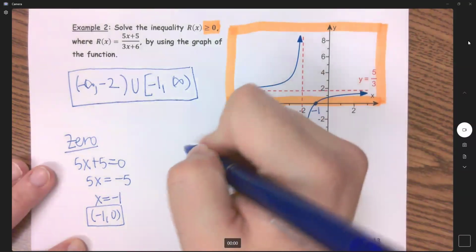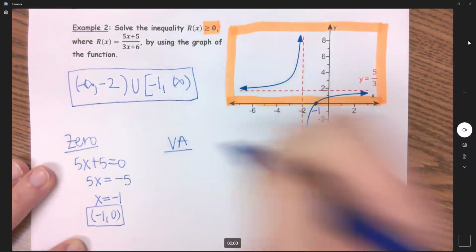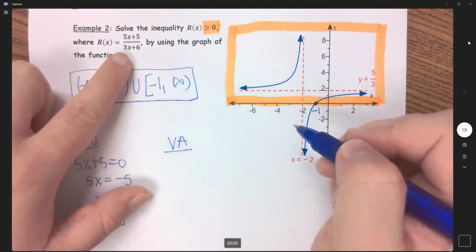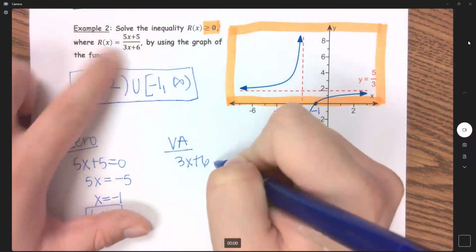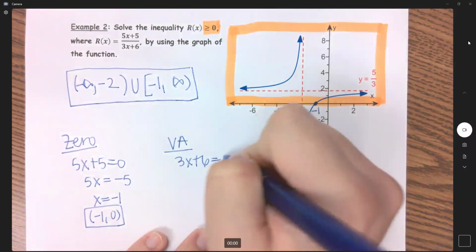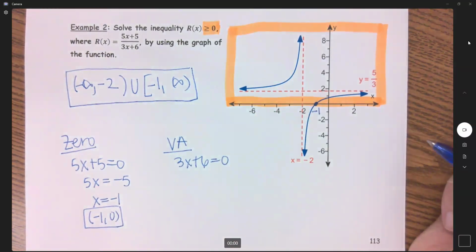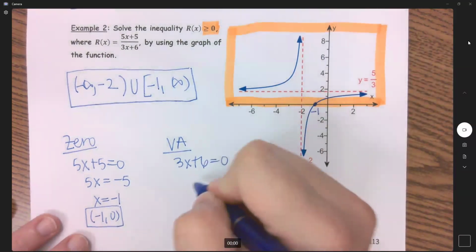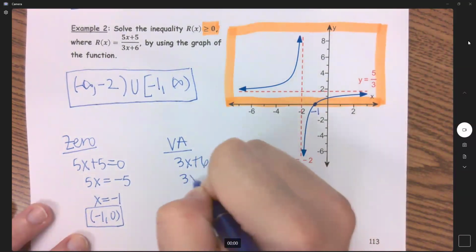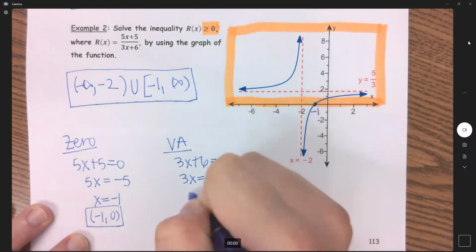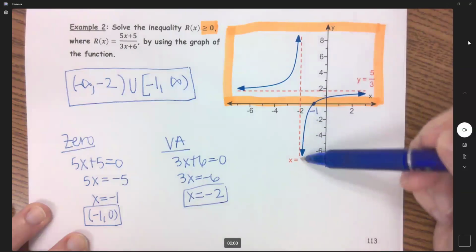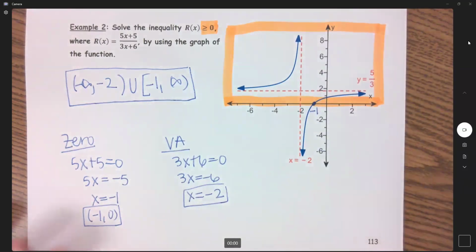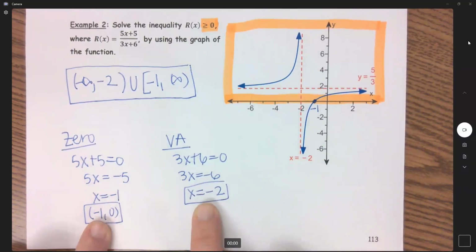So then to find our vertical asymptote, I would take now the denominator, 3x plus 6, and set that equal to 0. So subtract your 6 and divide by 3 to get a vertical asymptote at x equals -2. So these are the two things that we need to be able to find when we're going to solve these algebraically.